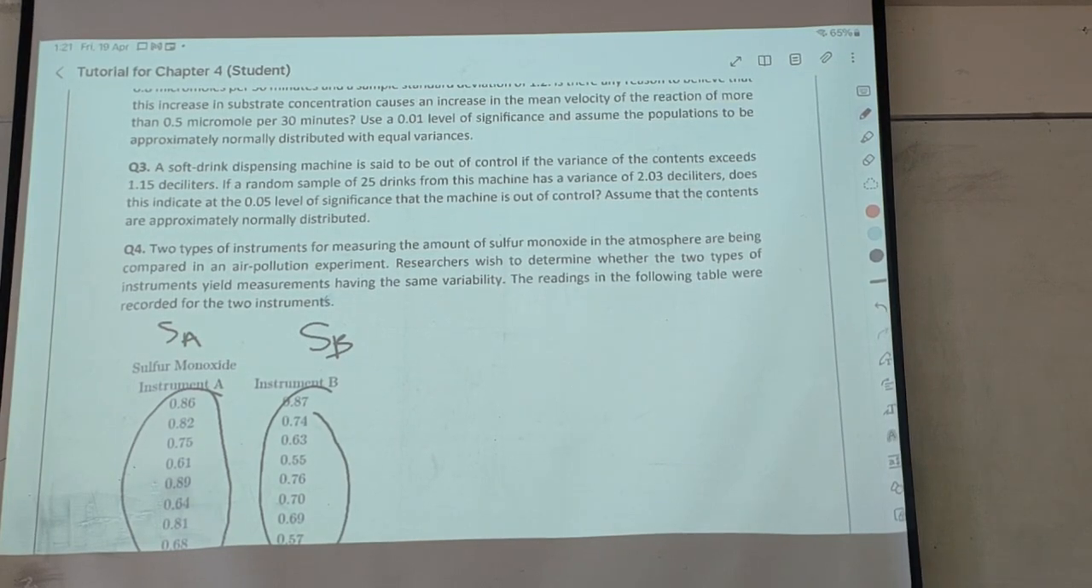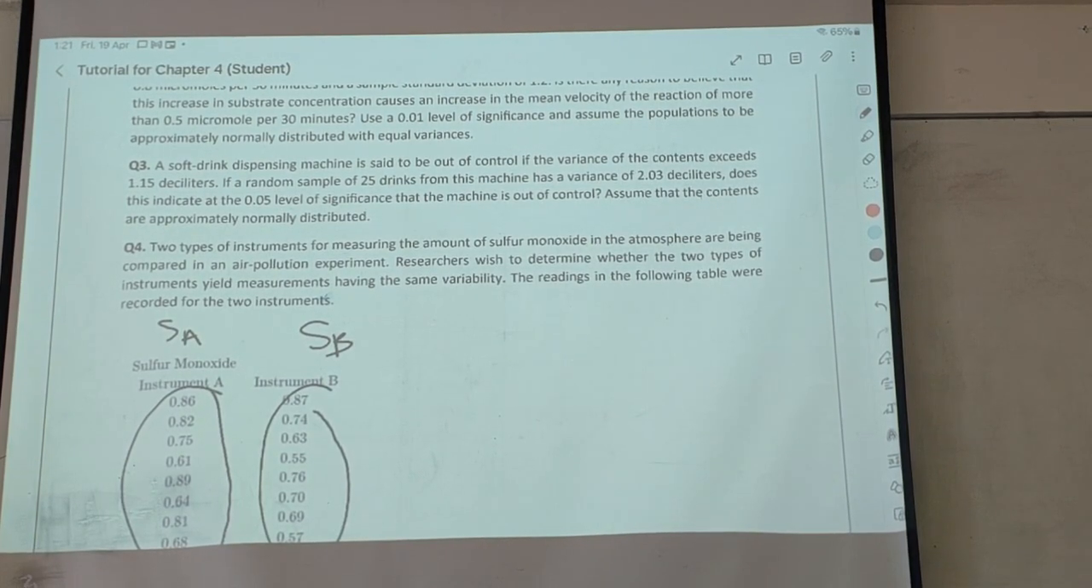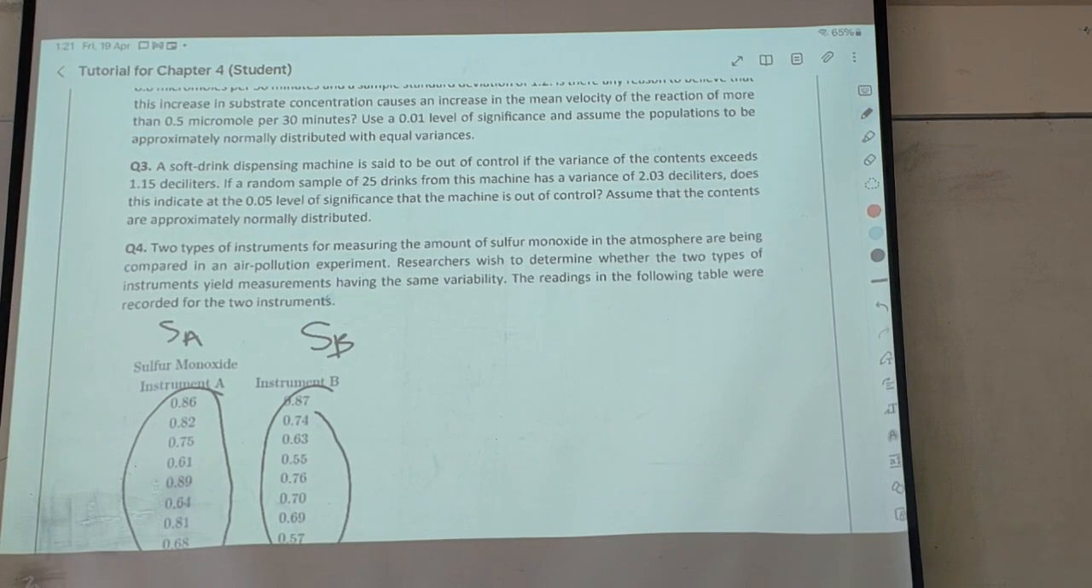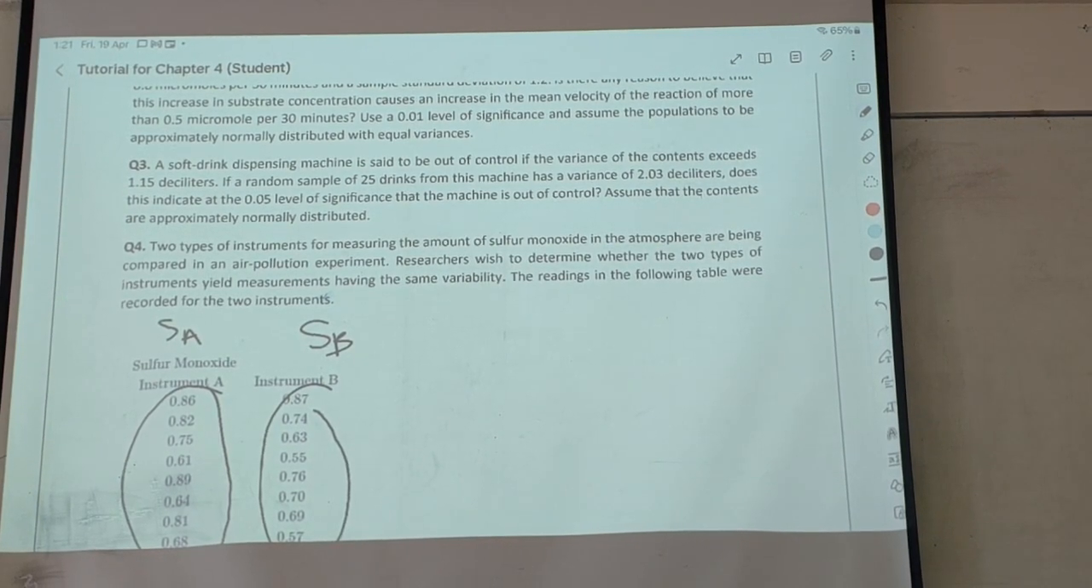Variance. Yeah, about variance. A soft drink dispensing machine is said to be out of control if the variance exceeds 1.15. Now we are tested on the variance. They collect a sample of 25 drinks, and they find that the variance is 2.03, of course out of control, but at the 0.05 level of significance, is the entire population also out of control?